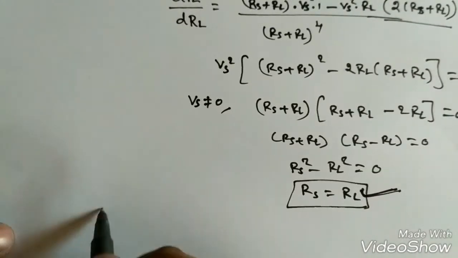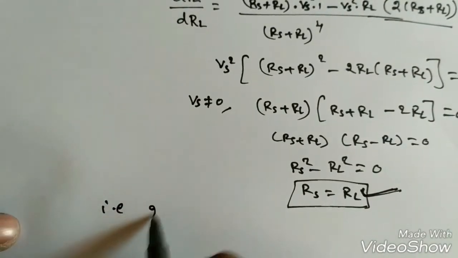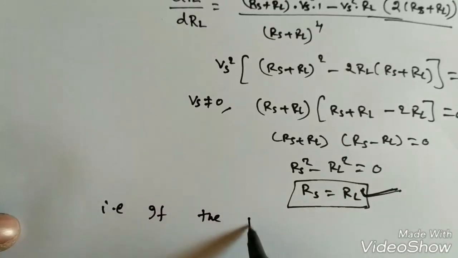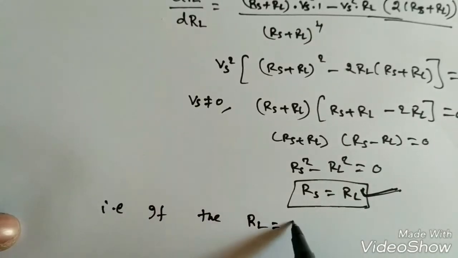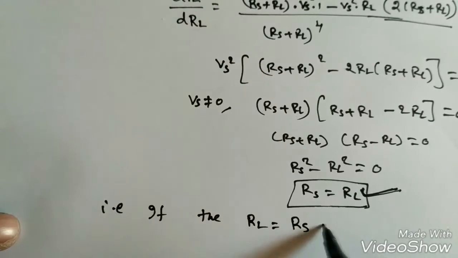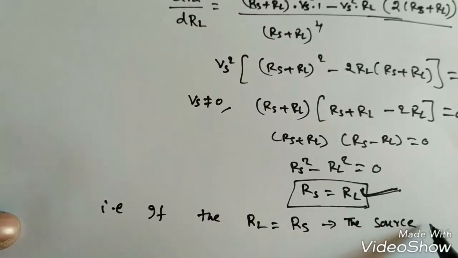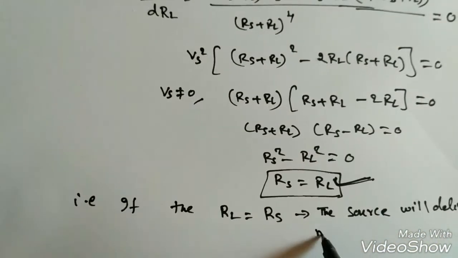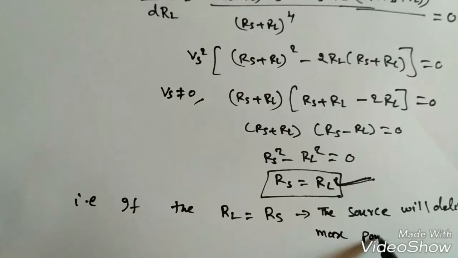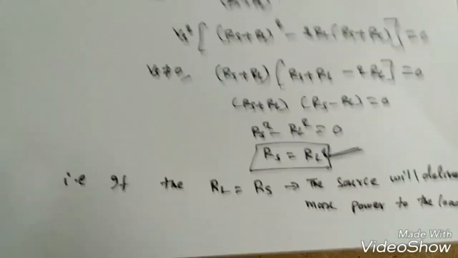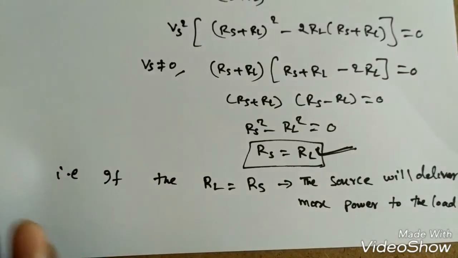That is, if the load resistance RL is equal to the source resistance RS, then the source will deliver maximum power to the load. This is the condition for maximum power to the load.